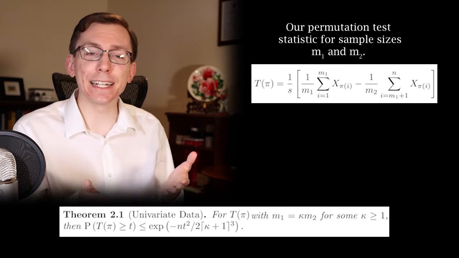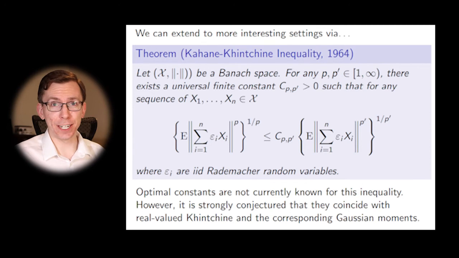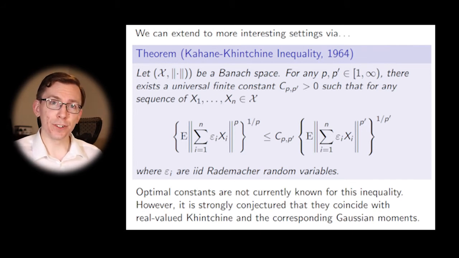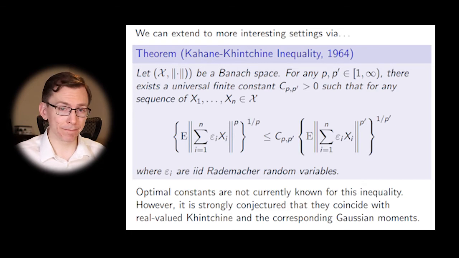Kappa is going to relate to the imbalance in my sample sizes. So let's say we have 2 samples of functional data and we want to compare their means. Well, now we're not in the univariate setting and Khintchine's inequality won't help us. But the Kahane-Khintchine inequality will. The Kahane-Khintchine inequality extends Khintchine's inequality into a more general Banach space setting. And what we can do is use the tricks from Spector 2018 to add in weak dependencies that were not present in the original Kahane-Khintchine inequality.